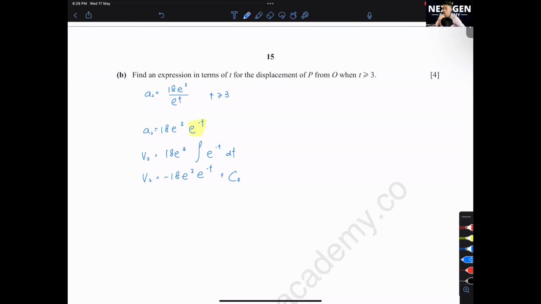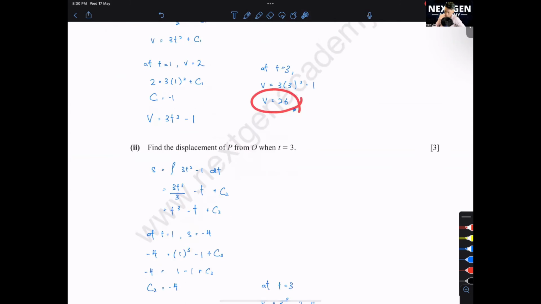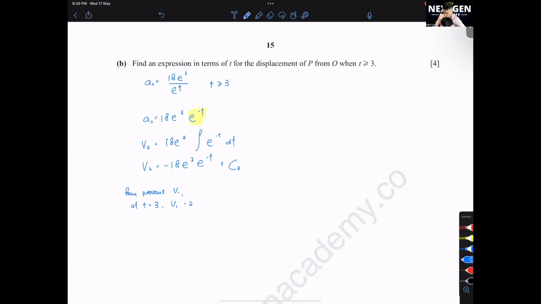So once again, what is common? From the previous question, the reason why they ask you to find out in the previous one, from previous v1, at t equals to 3, v, just go back, v is equals to 26. So my v1 is equals to 26. This will be common between both of it, because at t equals to 3, they will be at the same point. So your S, V and A, because t equals to 3 applies for both the equations. So what I'm going to do is sub t equals to 3 and v equals to 26 to v2.